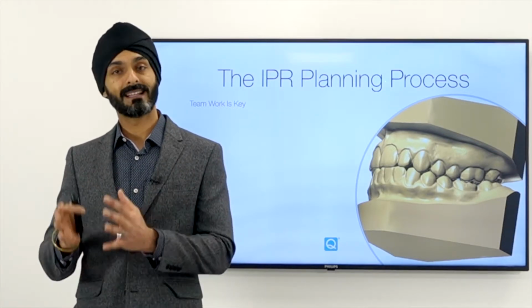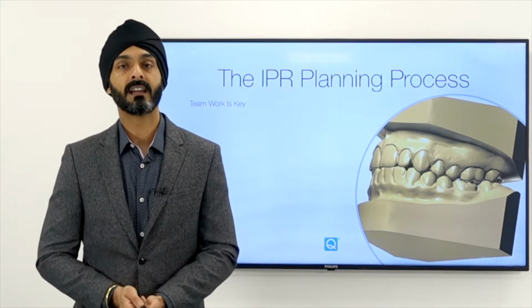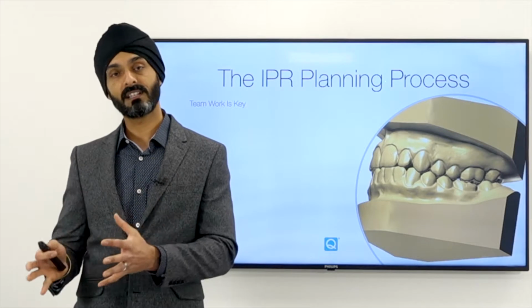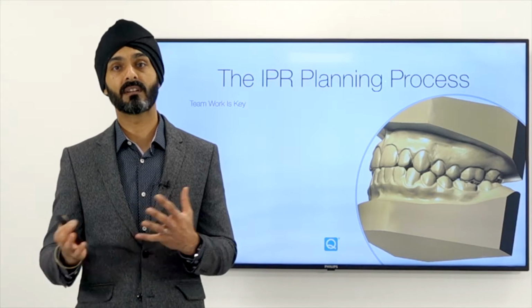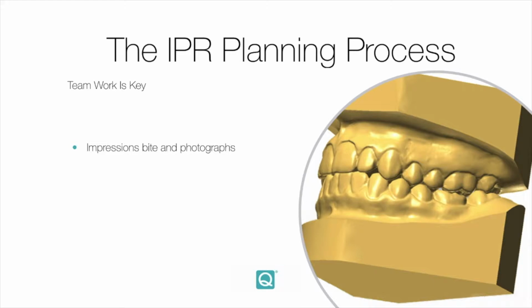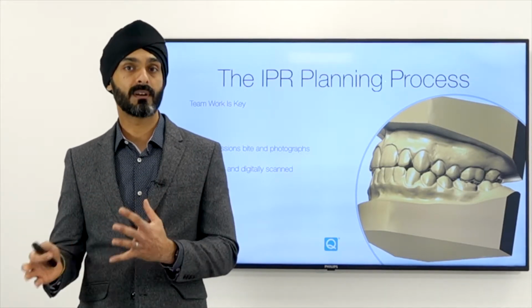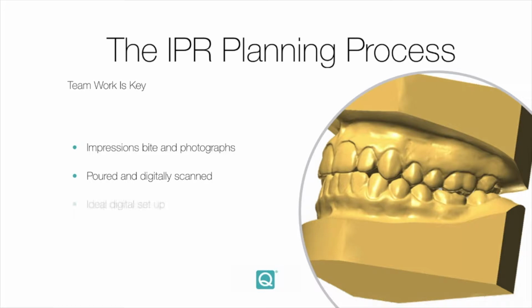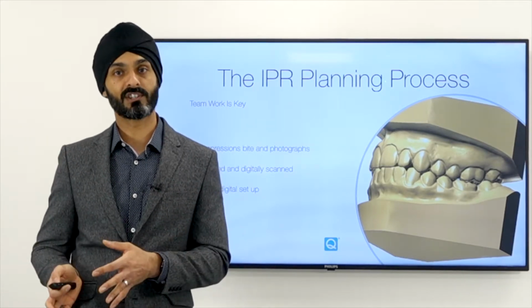So when you're planning on how much IPR to do, it's important to understand that it's unrealistic for you to know exactly how much IPR is needed at the beginning of treatment just by looking at the patient clinically. In order to have all of the information, you do need to send the impressions to the lab. The lab will pour the impressions up and do a setup, and you can come to an agreed treatment plan together. So it's critical that the lab has good quality impressions and good quality photographs to go along with the case. They will then pour up your silicon impressions and scan them into a computer, and then from that they can do an ideal digital setup, and that will give you a very accurate idea of how much IPR is needed and on which tooth surfaces as well.